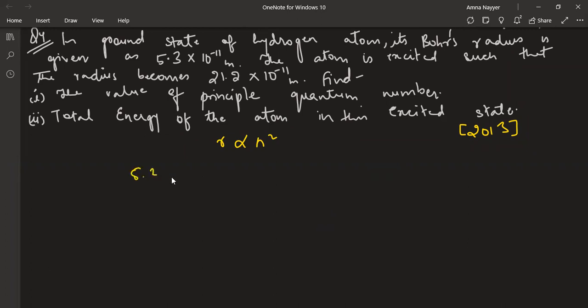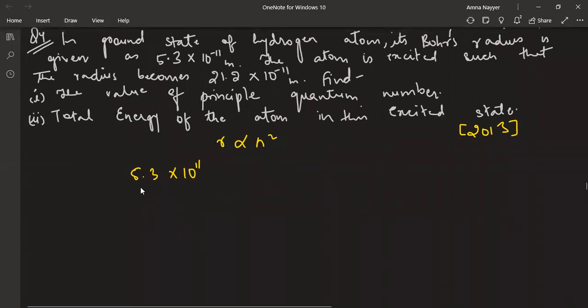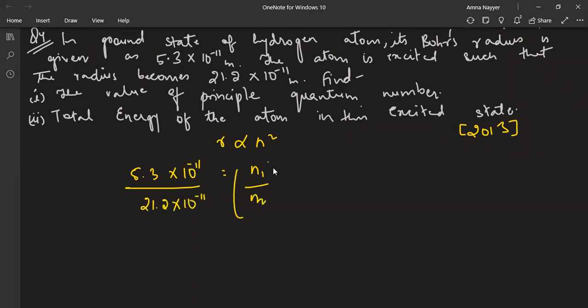First radius is 5.3 into 10 to the power minus 11. This is equal to, this is N1 square, right? And this is 21.2 into 10 to the power minus 11 by N2 square. So this can get cancelled. N1 by N2 whole square is equal to 4. Samaira, their whole square is equal to 4. So when you take the root, N1 by N2 becomes 2. And N1 is 1, because this is written ground state.